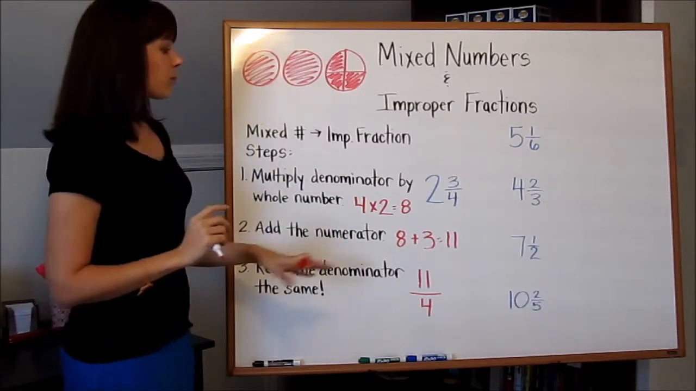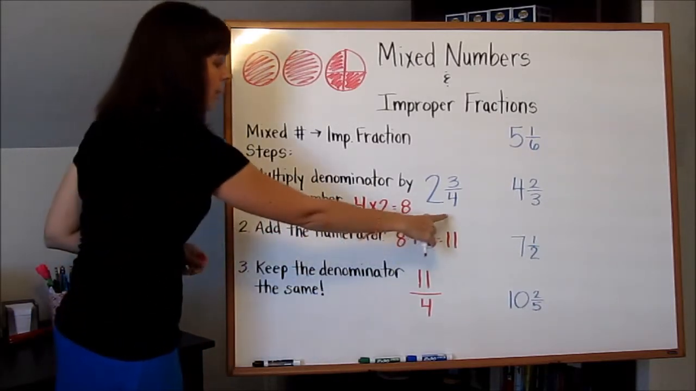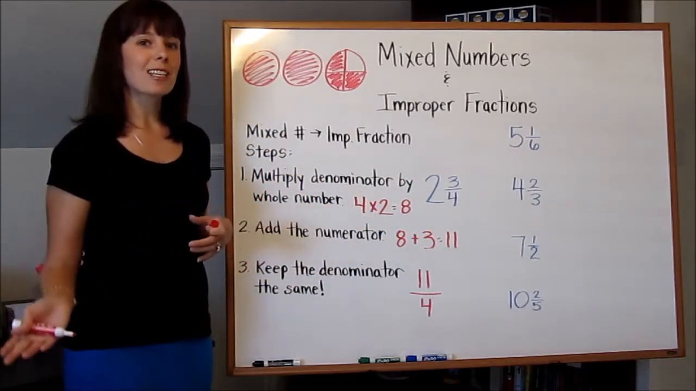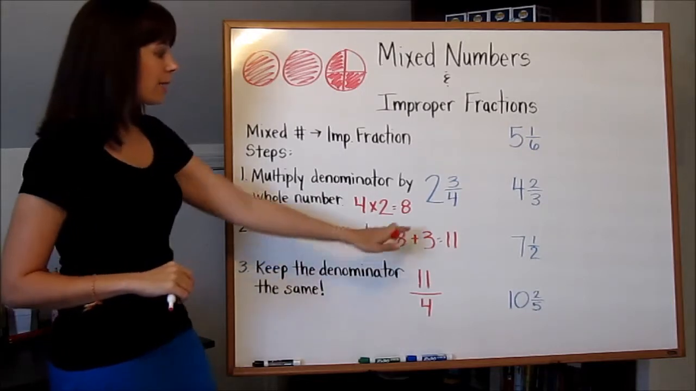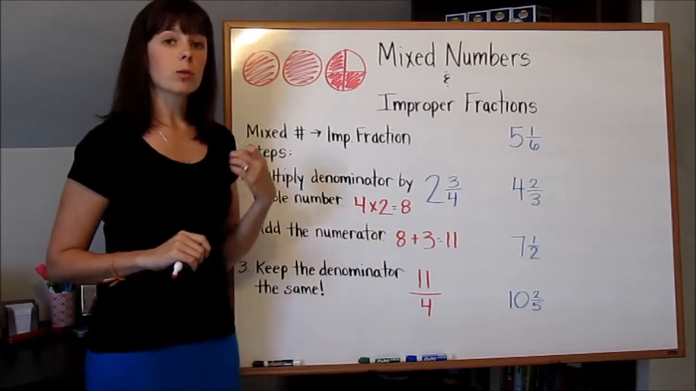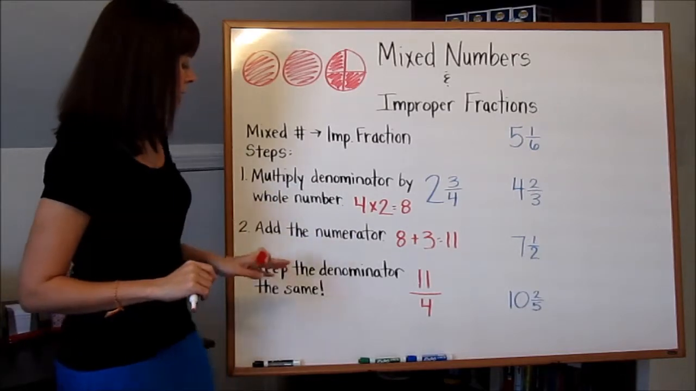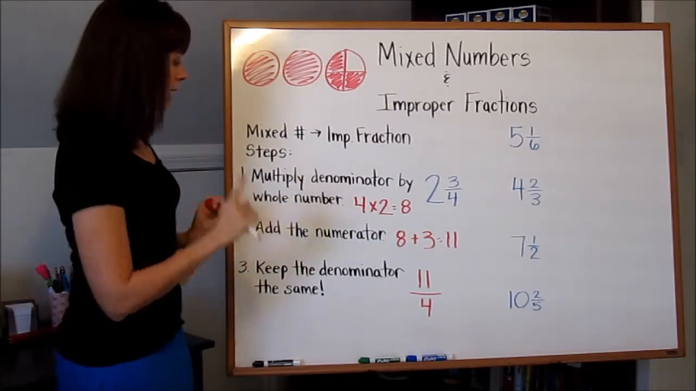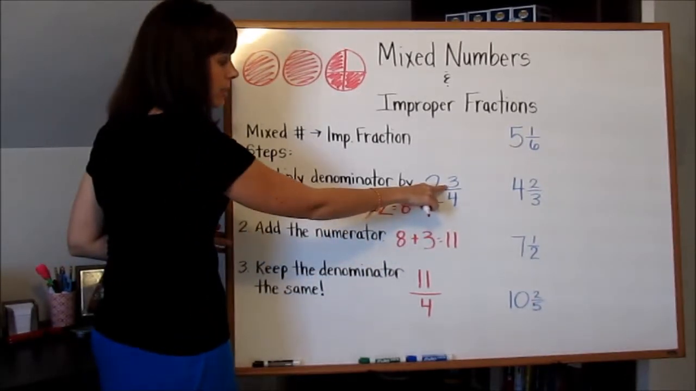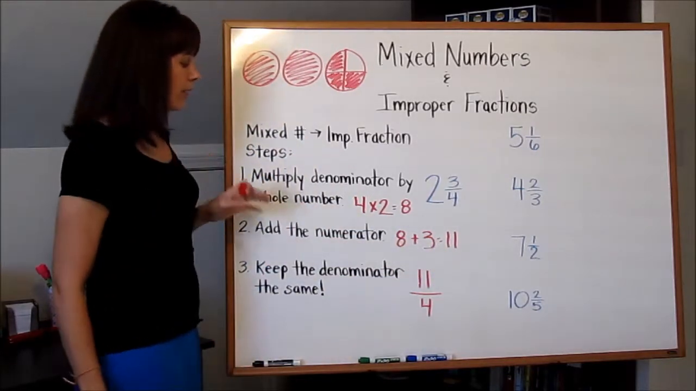Okay, so to do this mathematically, using arithmetic, we're going to multiply the denominator by the whole number. You do this every time you're changing a mixed number to an improper fraction. So my denominator is 4, and my whole number is 2. So I'm going to multiply 4 times 2, which gives me 8. And then before I do anything with that 8 yet, I also have to add the numerator to that answer. So my numerator in this example is 3. So 8 plus 3 is 11.